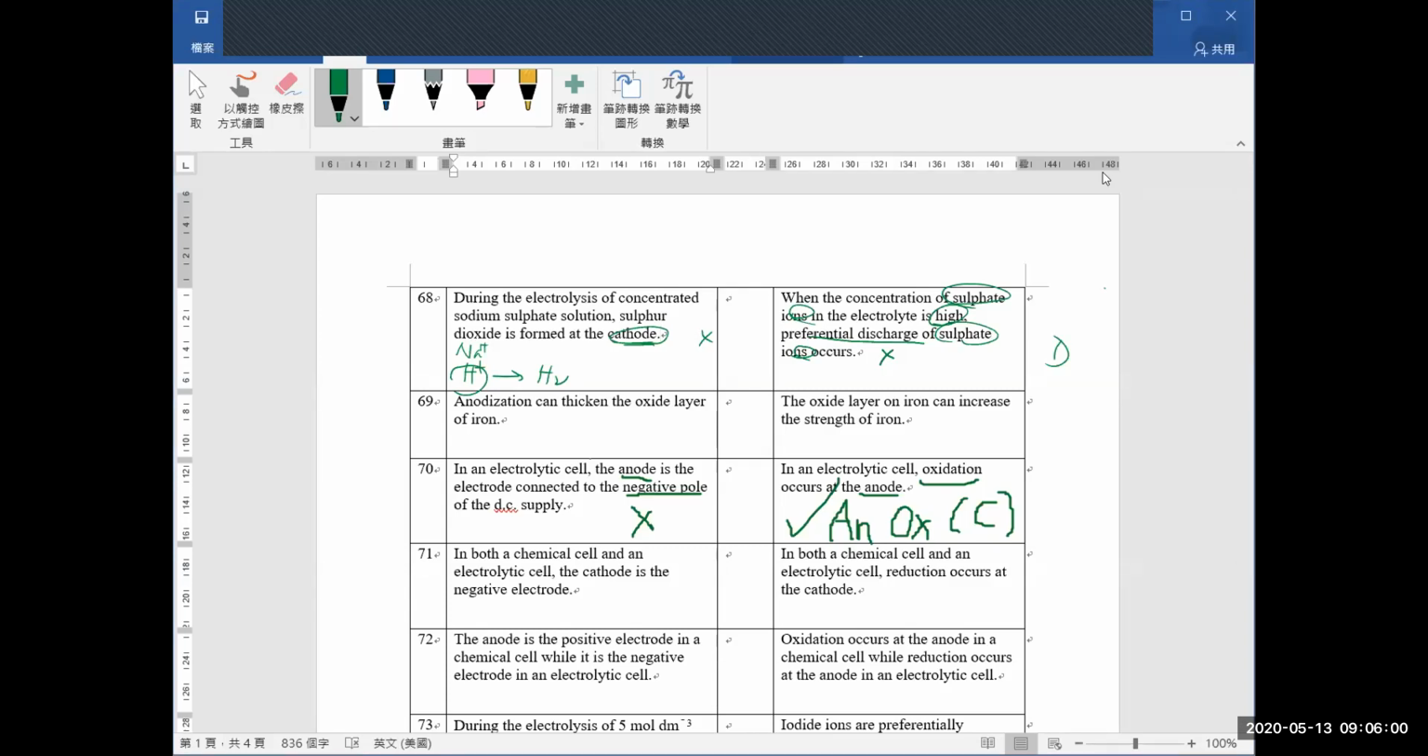69. Galon, your turn. It's D, right? Double cross. Tell me how long are they? Anodization can thicken the oxide layer of iron. Oxide layer of iron can increase the strength of iron.